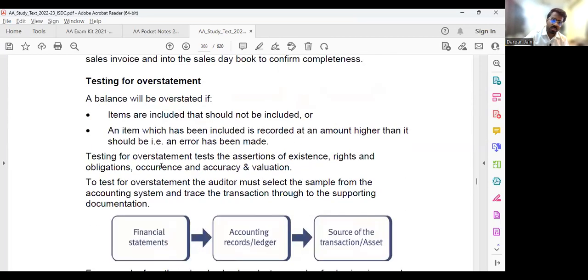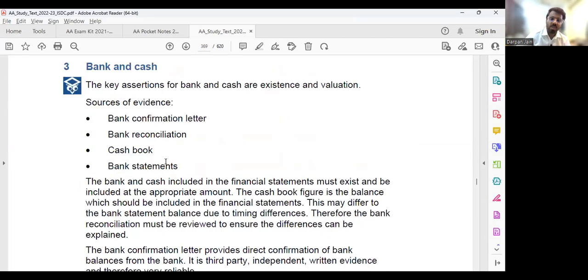Okay. Now we'll move on to see the various audit procedures that an auditor does with respect to the various balance sheet items and the P&L items. So first we'll see different balance sheet items, and then we will move on to see the various P&L items, and we will see the audit procedures that an auditor does for all of these items.